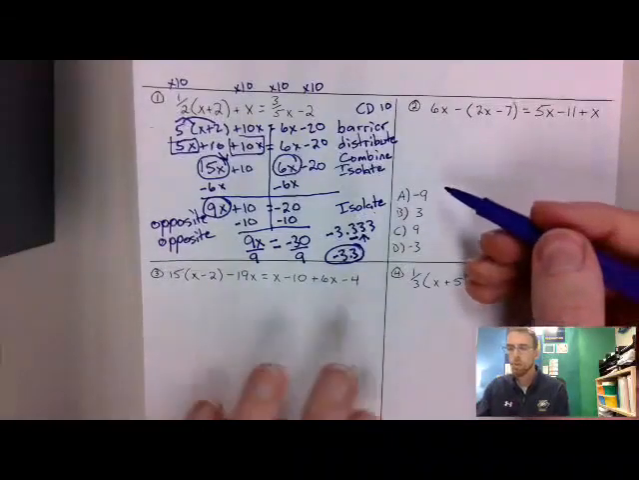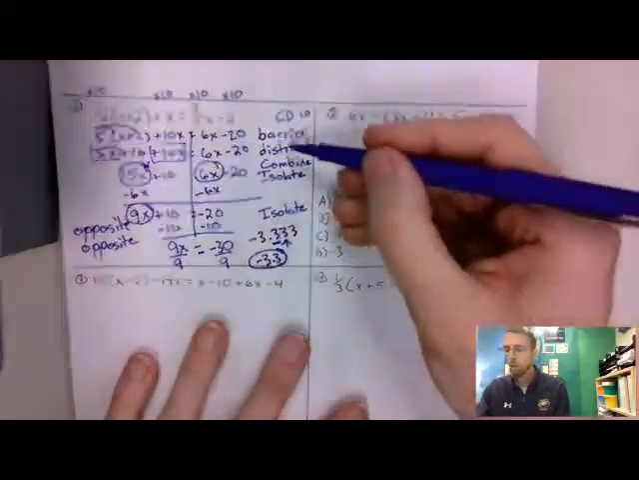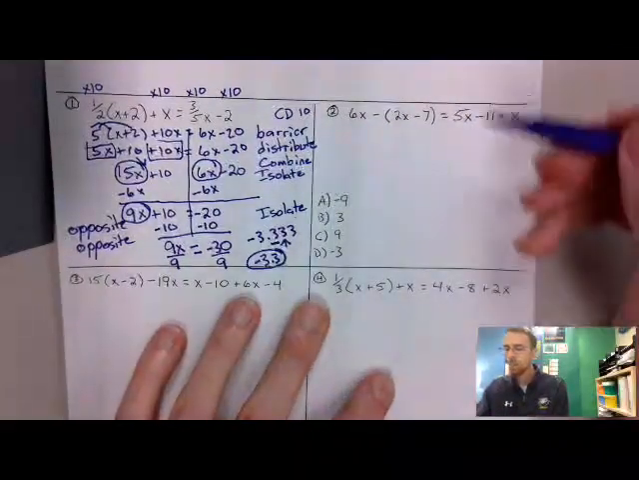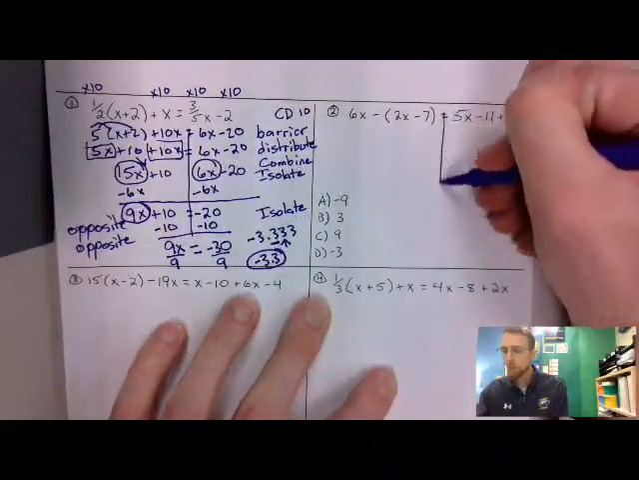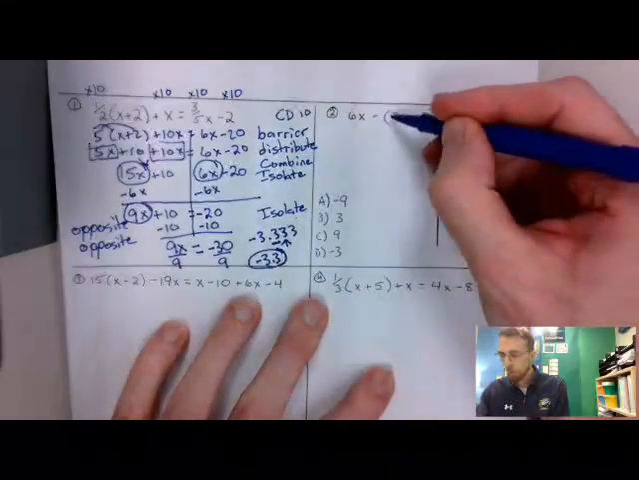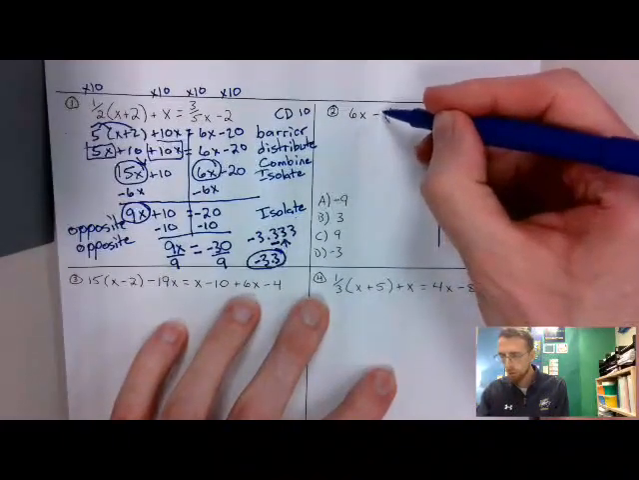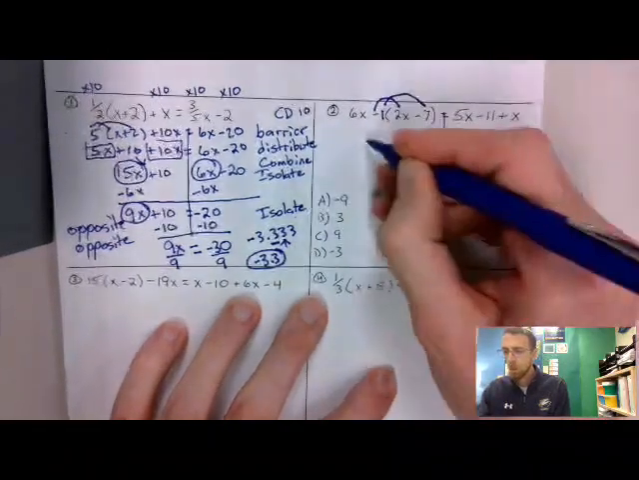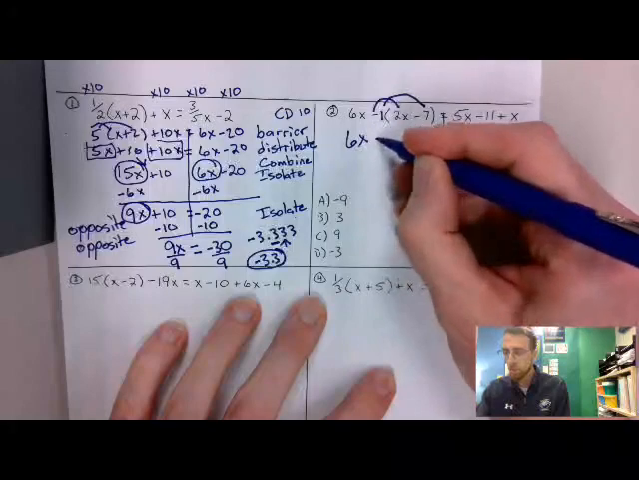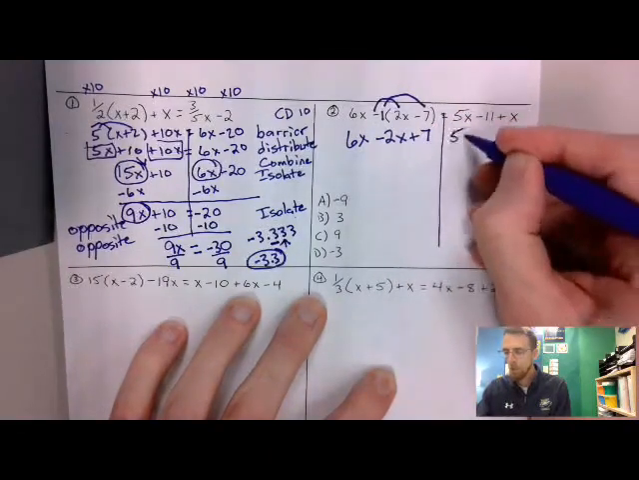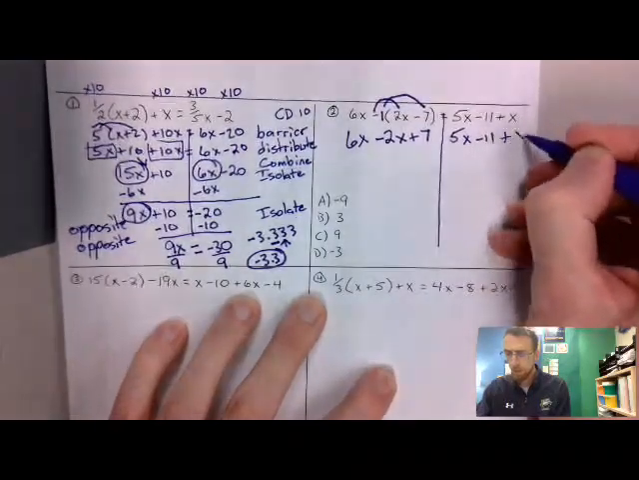So let's go to number 2 and follow all of these steps. So do we have any fractions? No. So let's go ahead to step 1, barrier. Step 2, distribute. What's in front of this parentheses? A negative? Nope, it's a negative 1. So we're going to distribute a negative 1 into here. So we have 6x slides down. Negative 2x plus 7. 5x minus 11 plus x.